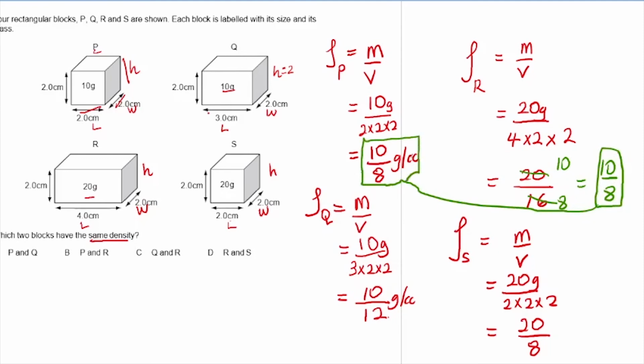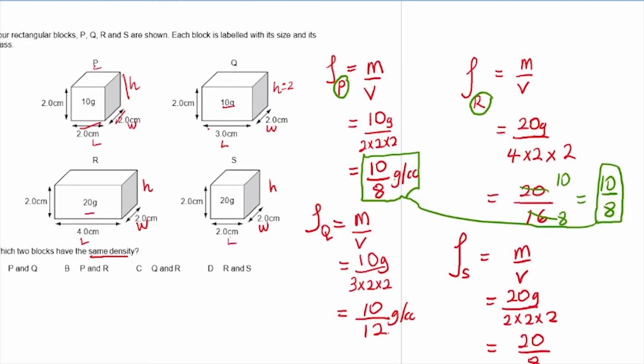The thing is, you can also still go ahead and calculate this 10 divided by 8, reduce it further, you get your final answer, and when you get the two final answers that are the same, well, that's the answer to this. So in this case, we are able to see that P and R have the same densities. So our answer here is the option that says P and R. Our answer is B.